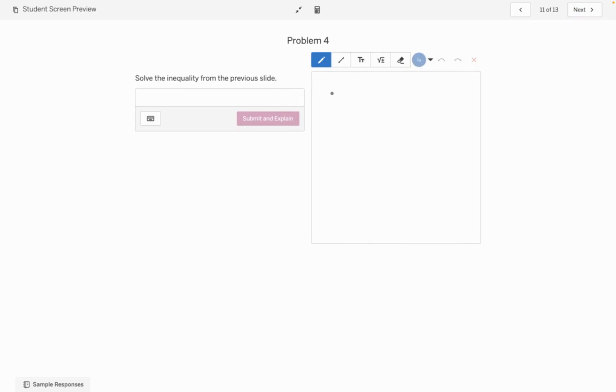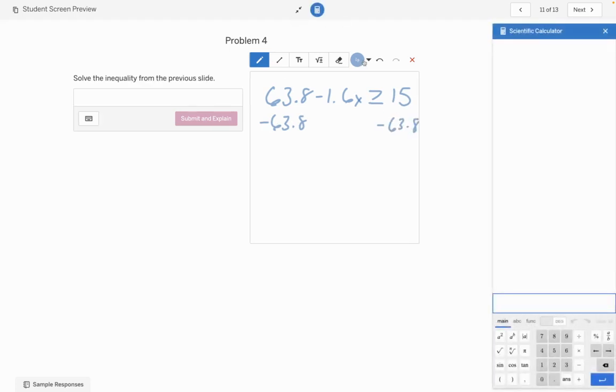So now we have to solve that inequality. We have 63.8 minus 1.6x is greater than or equal to 15. So I'm going to subtract 63.8 from both sides. I'm going to jump to my calculator and subtract like that, and we get negative 48.8.